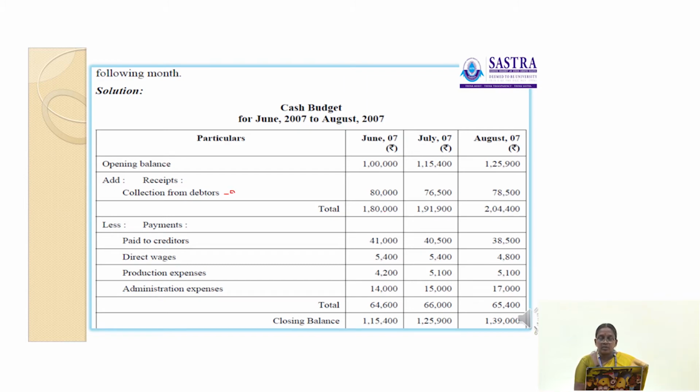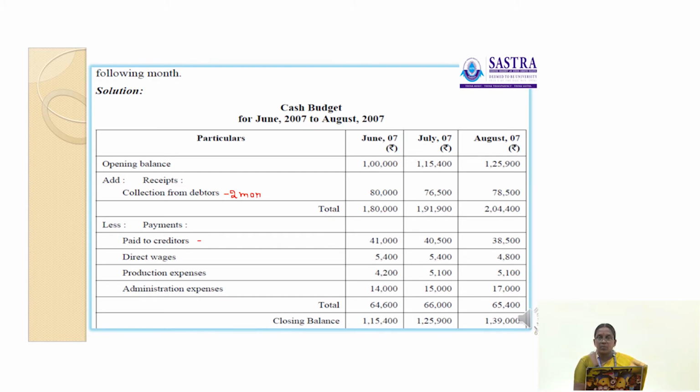So, first we have to total the first column, June 2007. 1 lakh is the opening balance, 80,000 is the total receipts, that is the cash received from debtors. So, the total value is 1,80,000. Then less cash payments. What are the payments here? Payment to creditors rupees 41,000, direct wages 5,400, production expenses 4,200, administration expenses 14,000.